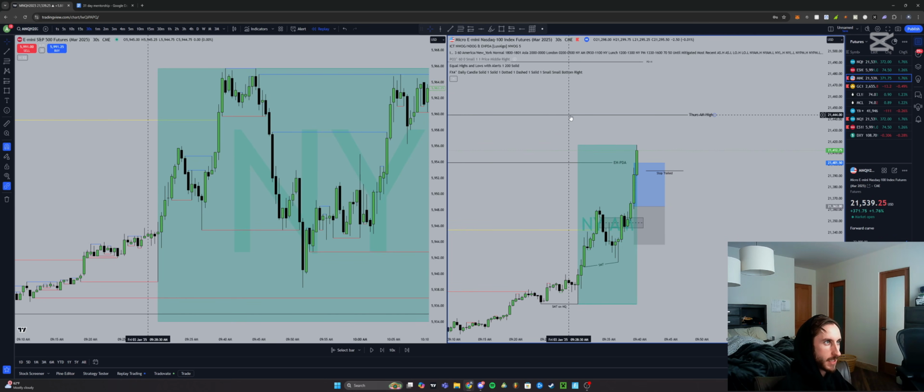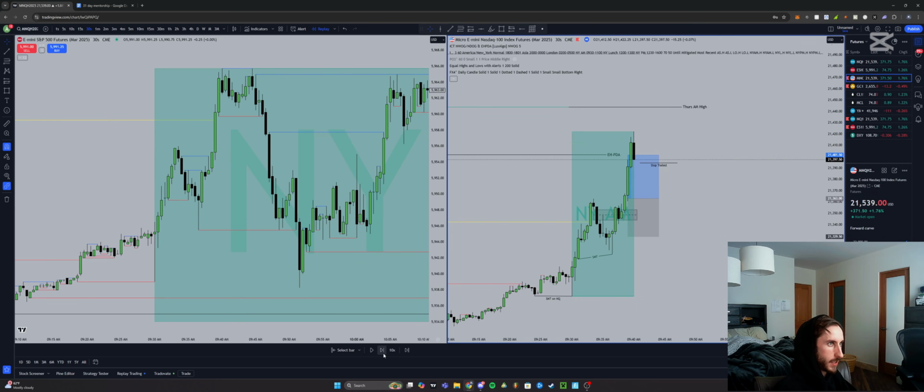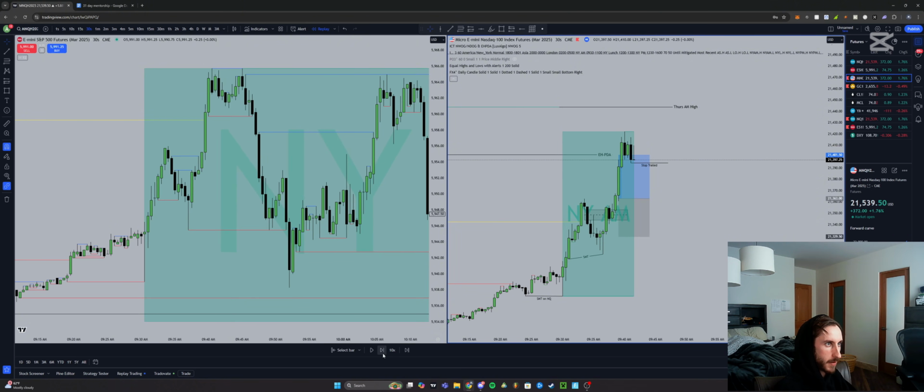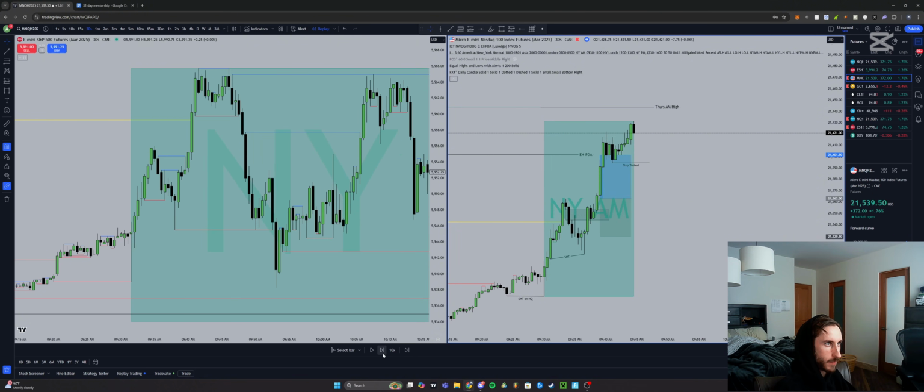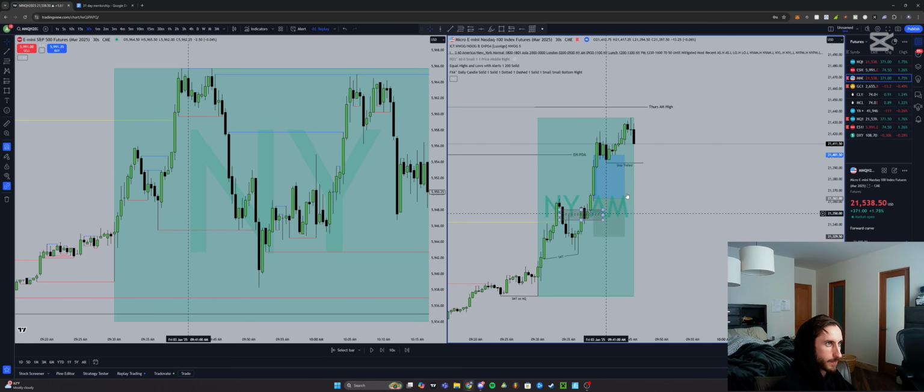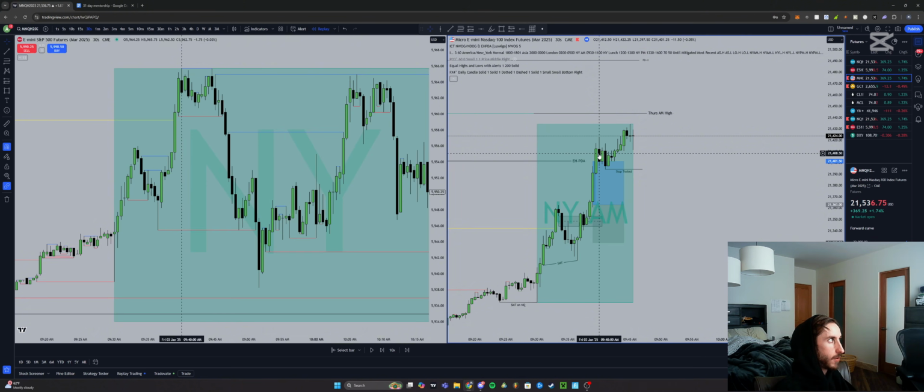I have my second take profit up here. But what happens is we end up retracing slightly right there. Small accumulation, we manipulate at the highs, right? And we leave this drawn liquidity here. But what else do we notice?